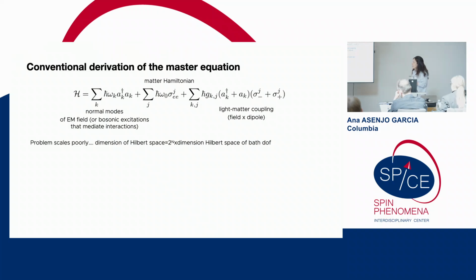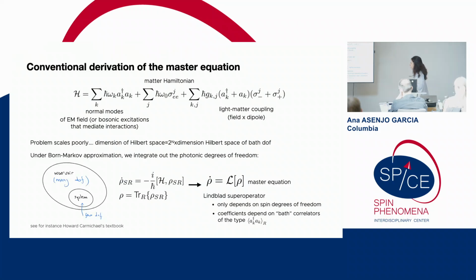So the problem scales very poorly because if we have n particles, the dimension of the Hilbert space is 2 to the n times the dimension of the Hilbert space of the photon degrees of freedom. For free space, this is infinite, so that's pretty terrible. So what we do is we integrate that out, and this makes the problem easier in some way. Under the Born-Markov approximation, which I'll discuss in the next slide, what we do typically is we integrate out the photonic degrees of freedom.